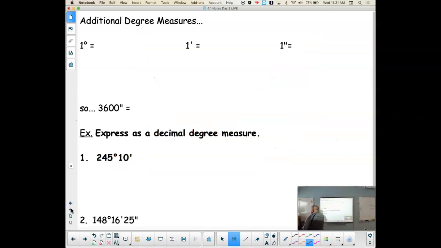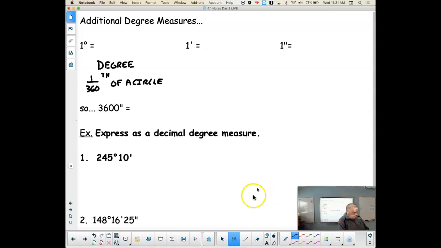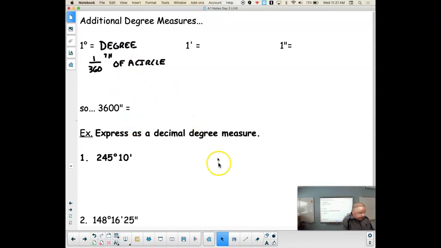Okay? Now, there are some additional degree measures that we have going on there. It's a different way. It's kind of a necessary evil is what we described it as. So 1 degree is 1/360th of a circle. 360 degrees all the way around. So that's 1 degree is 1/360th of a circle.